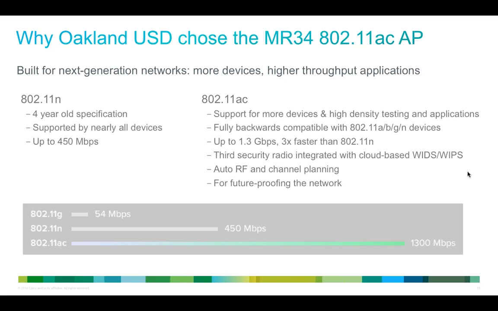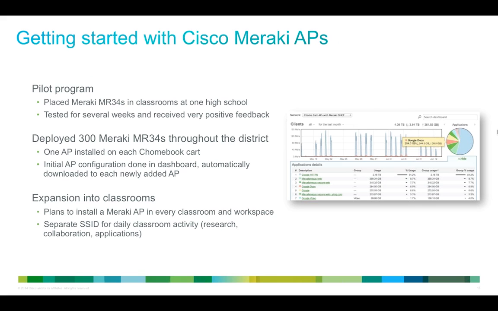In particular, the MR34 has some tools such as a dedicated security radio that not only has security tools like intrusion detection and prevention, but also automated RF optimization and channel planning. Together, those enable the school to support the current density of devices, support the future needs and expansion of devices, and expansion of high density, high throughput applications that are going to be used by the school and by all those Chromebooks in the future. So it really future-proofs Oakland USD's network needs.